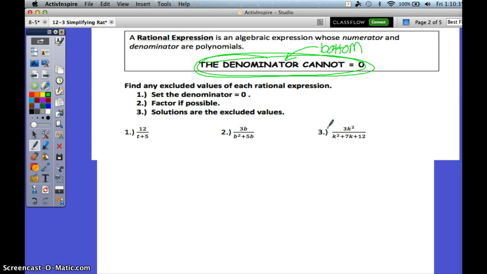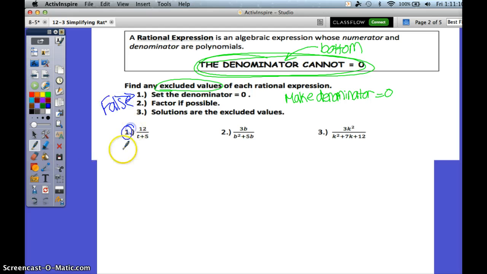So we're going to follow these 3 little steps. Find any excluded values. Any excluded values of the rational expression are the ones that make the denominator equal to 0, which is not allowed. So the way we're going to find out what's not allowed is set the denominator equal to 0, because that's going to say these are all false.